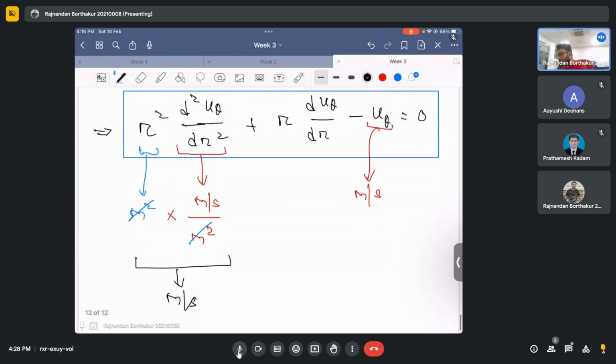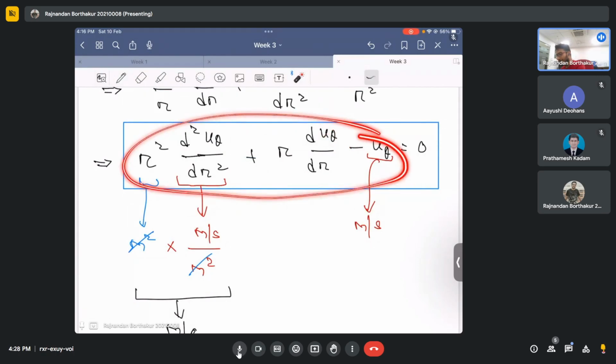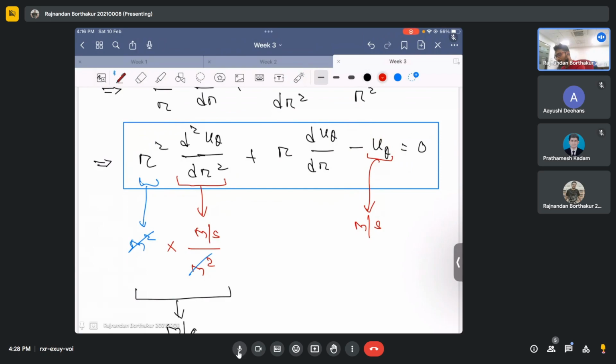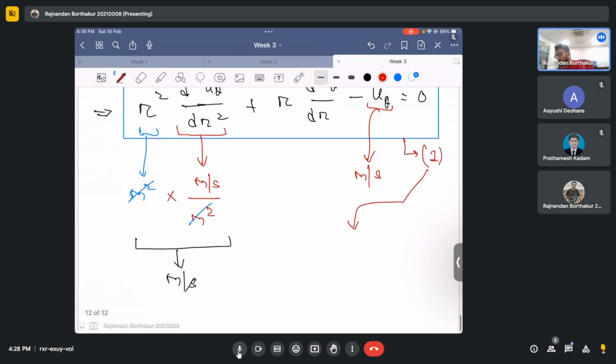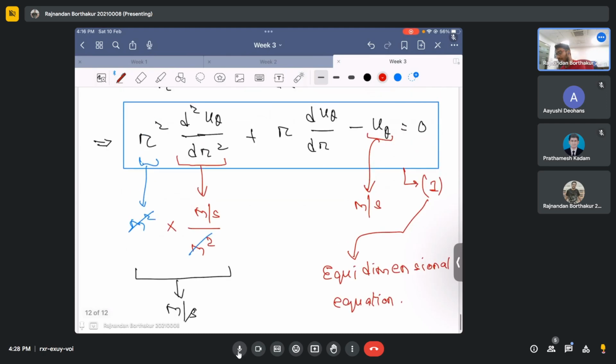Similarly, if you do the same exercise for here, the dimension of this term would also come out to be meter per second. And since all these terms have the same dimension, this equation, which I write as equation 1, is often referred to as an equidimensional equation. This is the special name of this equation. Now, since this equation has got a special name, there is a way of solving it. Do you know how we solve this equation?